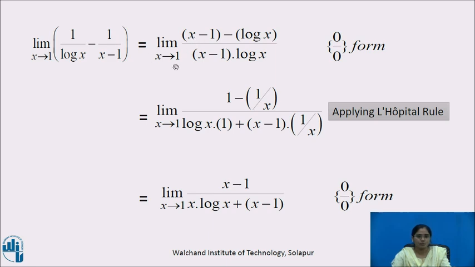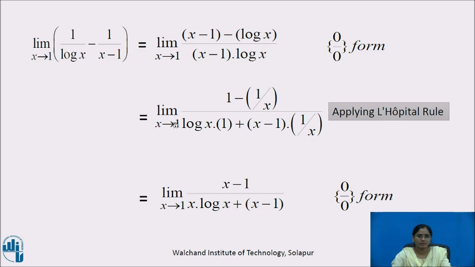X tends to 1 means 1 minus 1, you are getting 0. Log 1 is 0. 1 minus 1 is 0. Log 1 is 0, which is nothing but 0 by 0 form. Now, once you get the 0 by 0 form, you can apply the L'Hospital rule. Applying L'Hospital rule means differentiating numerator and denominator separately.